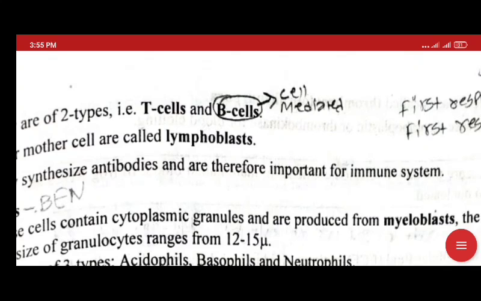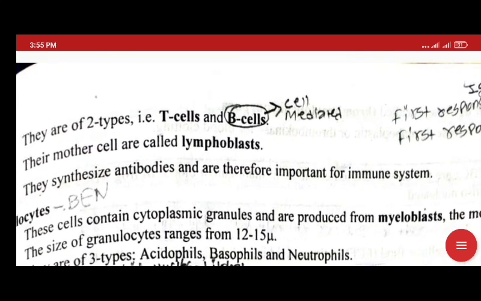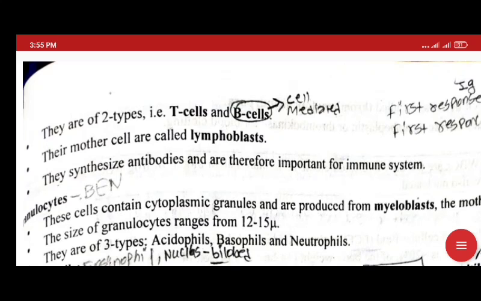It contains lymphatic tissue. Lymphatic tissue means it boosts the immune system, and it has two cells, T cell and B cell. Now B cell is what? Cell mediated.